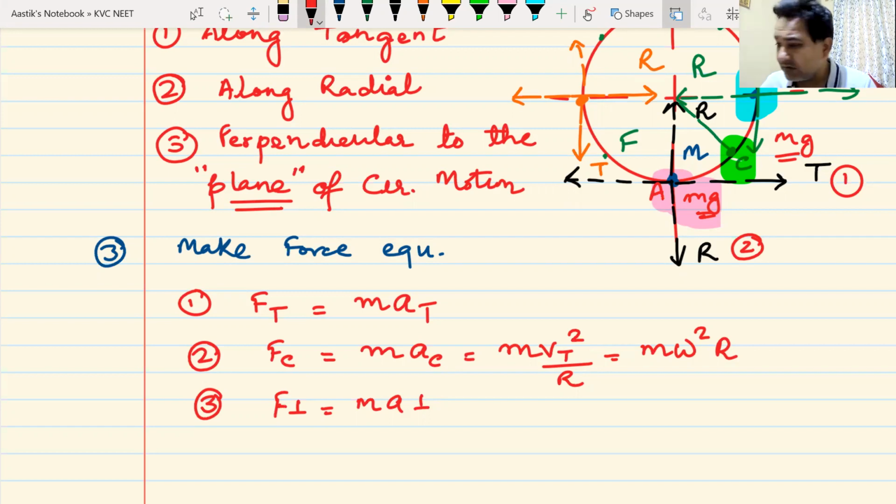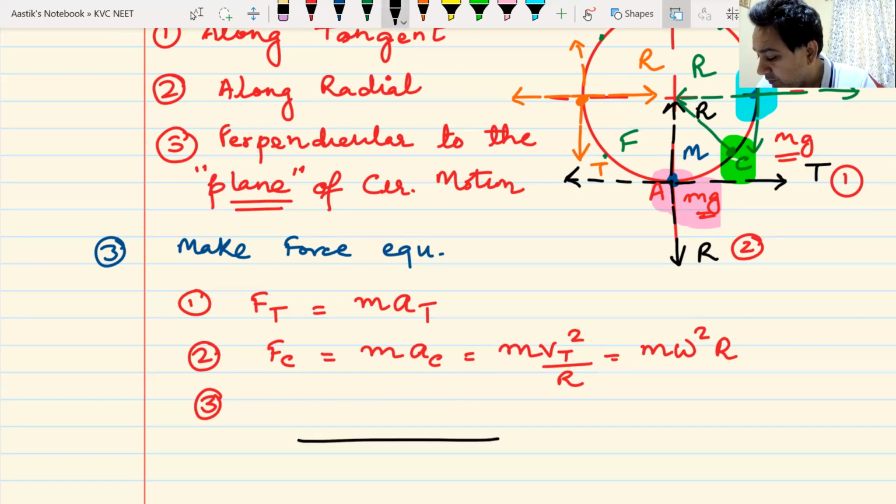A body is moving on a circular path. See, it is not rocket science. This is completely logical, simple. A body is moving on a circular path like this. Does any motion happen in this direction? If you can't understand this, there is a serious problem in your understanding. There is no motion happening in the perpendicular direction. I don't know where your brains are.